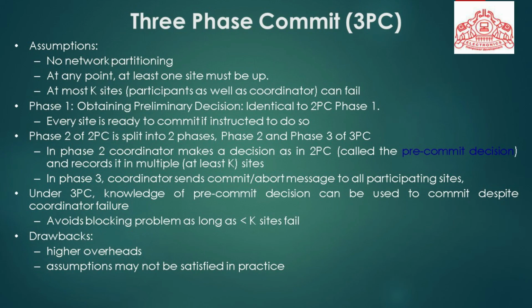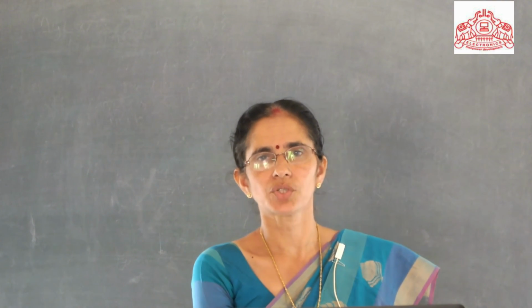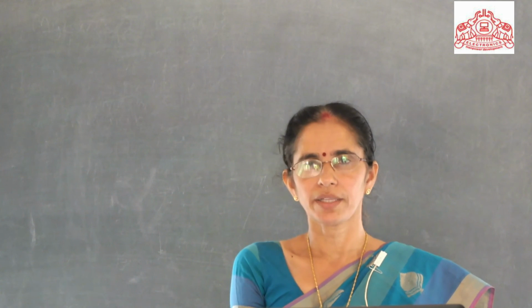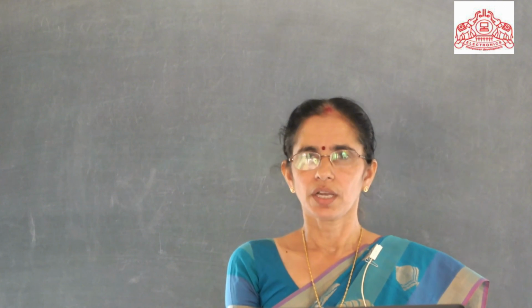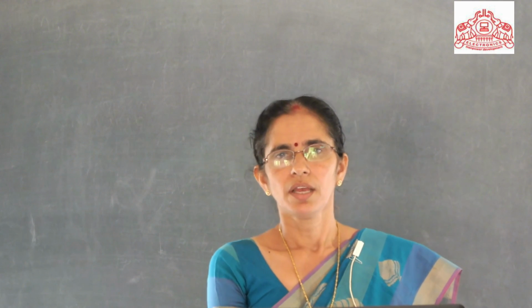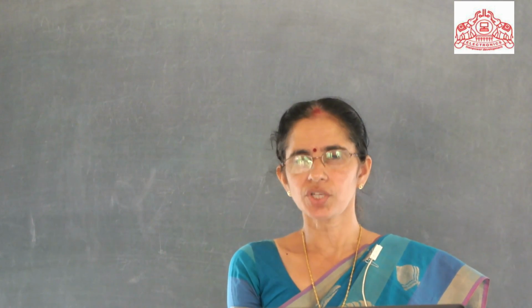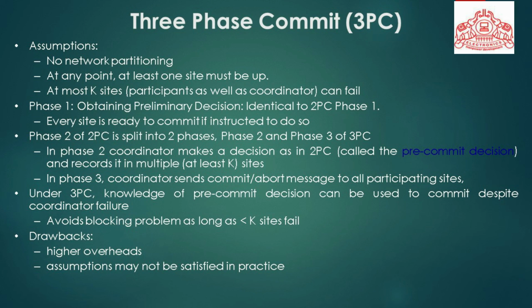In phase 1, it obtains the preliminary decision as in the case of 2PC. That means phase 1 of 3PC and 2PC are similar. Here also every site says it is ready to commit if it is instructed by the coordinator to do so. In phase 2, the 2PC's second phase is split into two phases, phase 2 and phase 3 of 3PC. In phase 2, the coordinator makes a decision as in 2PC, and this phase is called the pre-commit decision phase, and it records the decision in multiple sites, preferably at least k sites. In phase 3, the coordinator sends a commit or abort message to all the participating sites.